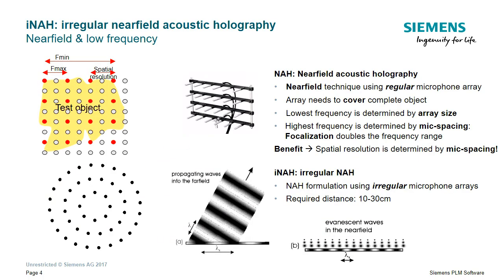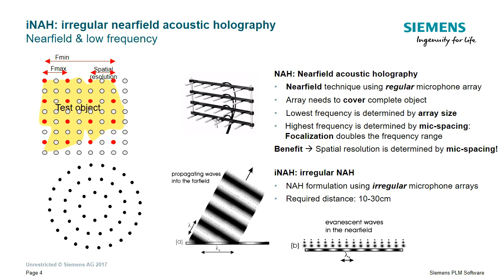The first one I want to discuss with you is a technique which is based on near-field acoustic holography. Near-field acoustic holography is a technique which uses a regular microphone array, so it uses microphones which are all spaced at the same distance. The nice thing about it is that it can give a very good spatial resolution, maybe the best in class, but there are some side effects to it. First of all, you need to be in the near field. It's called near-field acoustic holography, and with near field we really mean 5 or 10 centimeters from the source.